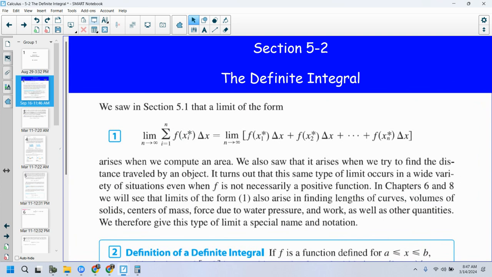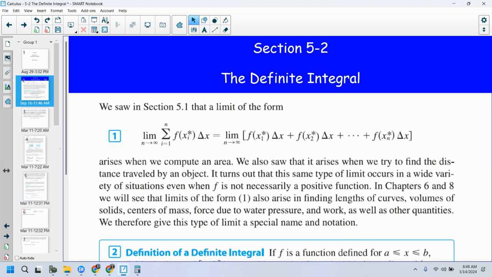We saw in section 5.1 this limit, as n goes to infinity of the sum of a function times its delta x, where each time I plug in x i, the endpoint of an interval, I can find the height, which gives me a rectangle. So this is the limit as n approaches infinity of the area of an infinite amount of rectangles. That's really what this notation is saying.